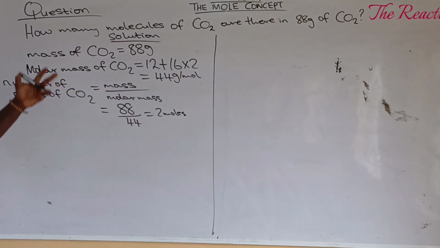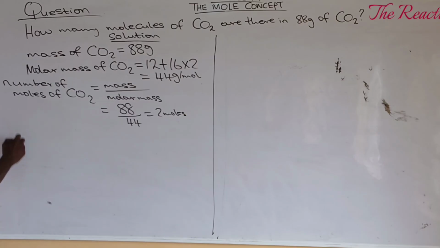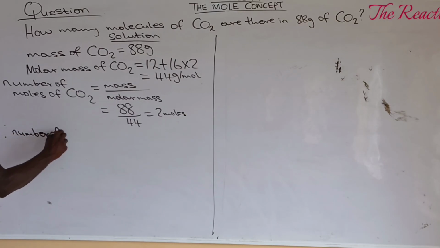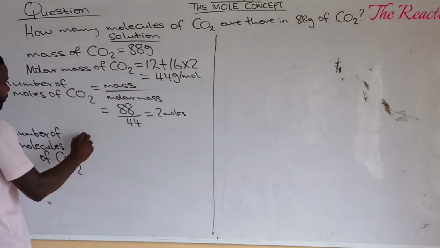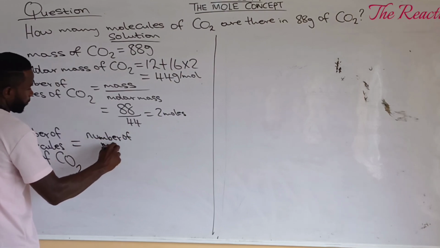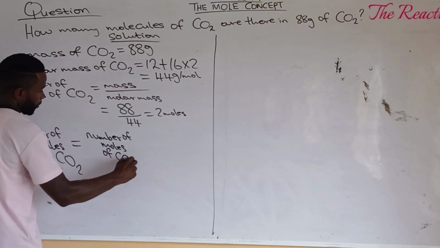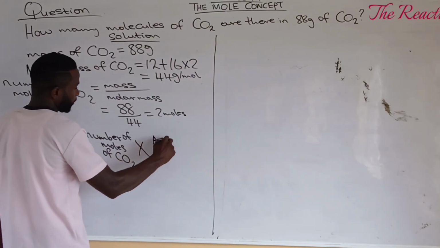To get the number of molecules of carbon dioxide, we'll simply multiply the number of moles by Avogadro's number. So that the number of molecules of CO2 is going to be equal to the number of moles of CO2 multiplied by Avogadro's constant.